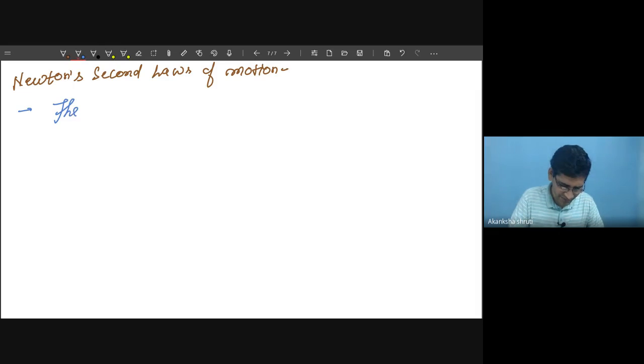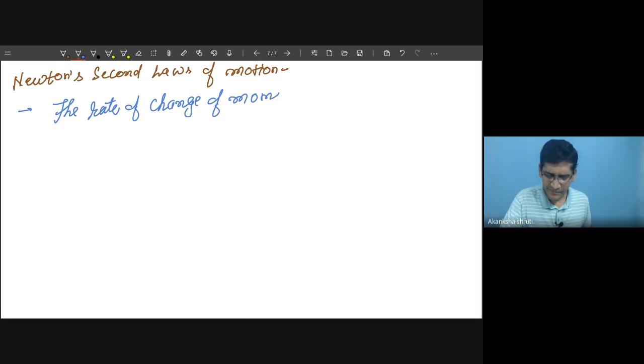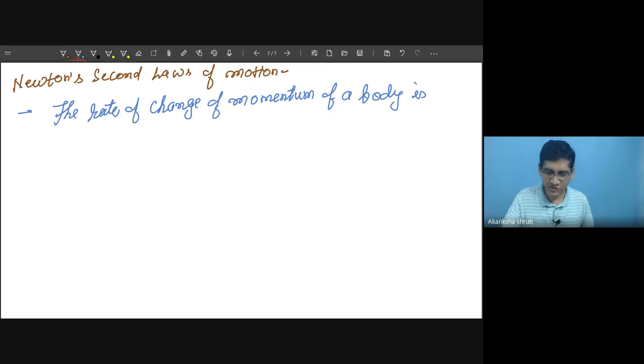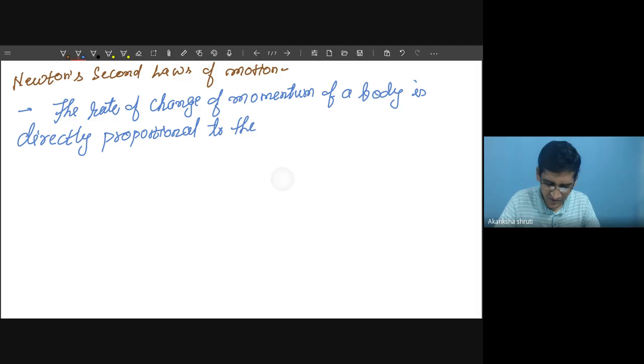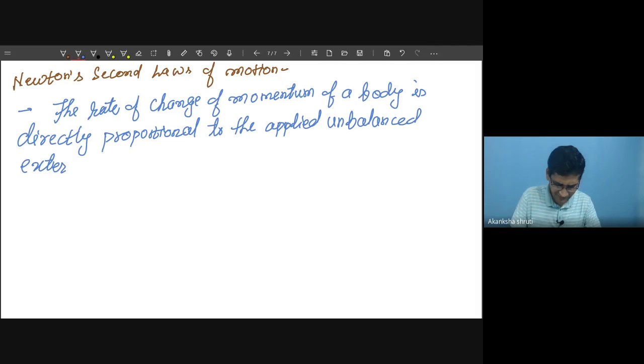The rate of change of momentum of a body is directly proportional to the applied unbalanced external force. It is this one.